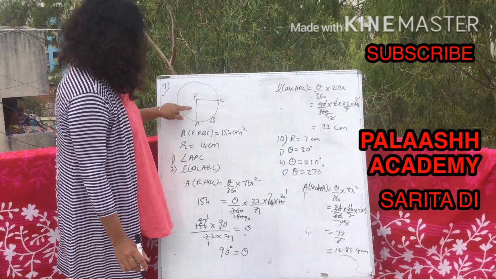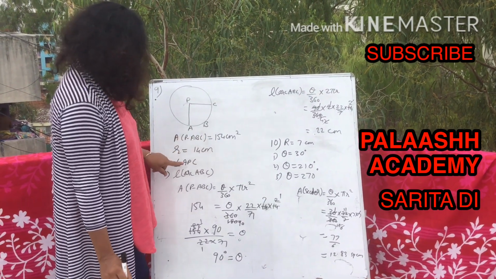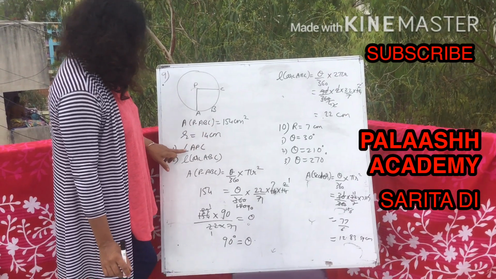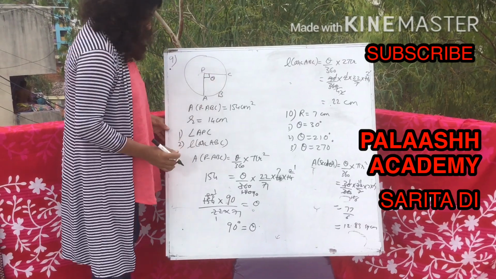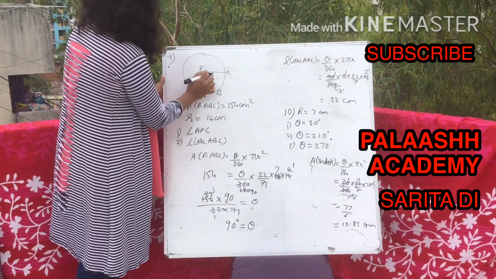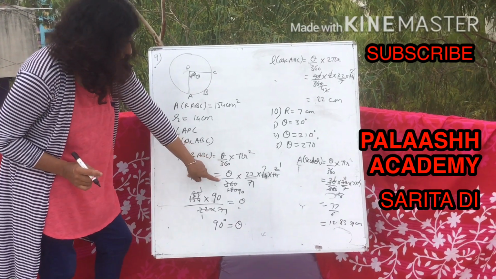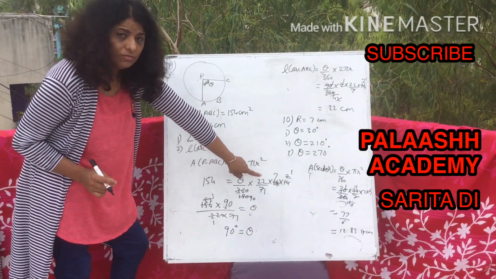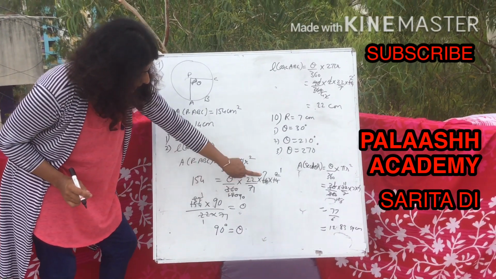Now the area of sector PABC is given to you, that is 154 centimeter square. The radius is 14 centimeter. Angle APC you have to calculate, meaning you have to find theta. We cannot show this directly, we have to calculate theta here. So 154 is equal to theta upon 360 into 22 upon 7 into 14 multiplied by 14.